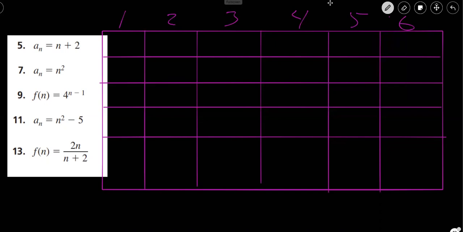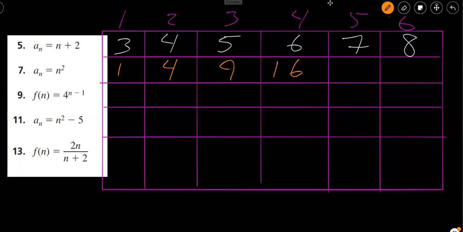So the value at position 1 for the first sequence would be 1 plus 2, which would be 3. The value of position 2 in the first sequence would be 2 plus 2 is 4. And I would be able to get all these values very quickly. For the next one, it's n squared. So I'm just taking the value of the position. Position 1, I square it, I get 1. Position 2, I square, I get 4. Position 3, I square, I get 9. And I can square these as much as I want.